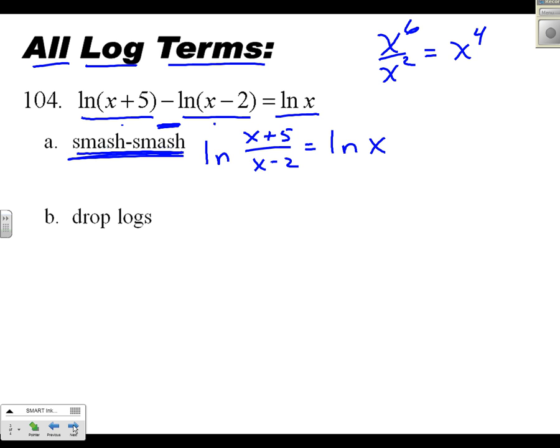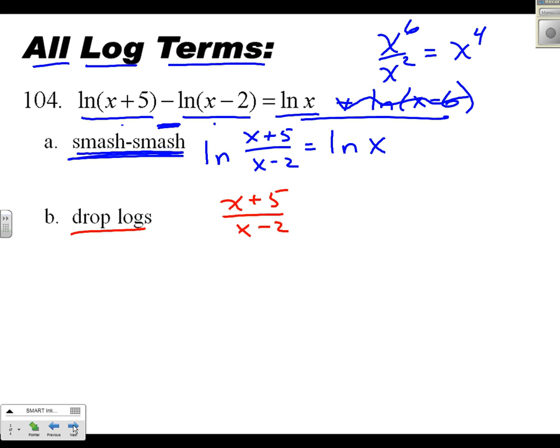So there is smash. Smash them together on the left. There was nothing to smash on the right. But had there been another logarithmic term over here, then I would have smashed these together. Okay. At that point, I can drop the logs, and what allows me to do that is that logarithms are one-to-one. So at that point, I can just get the equation x plus 5 on x minus 2 equals x. So am I just dividing away log on both sides? No, I'm just undoing the log, using the inverse function of log on that.